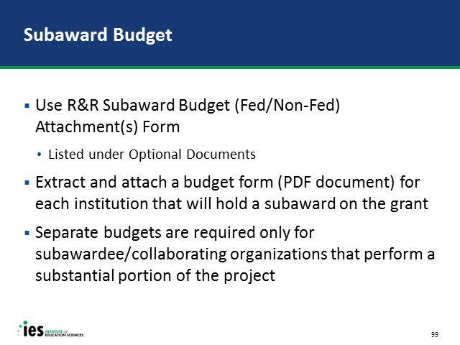Use the R&R subaward budget attachment form if you have subawards. This is listed under optional documents. If you don't have any subawards, you don't need to complete this optional document, but if you do, then you need to complete this form, extracting and attaching budgets for as many subawards as you are including. You need to extract and attach a budget form for each institution that will hold a subaward. Separate budgets are required only for those subawardee and collaborating organizations that perform a substantial portion of the work.